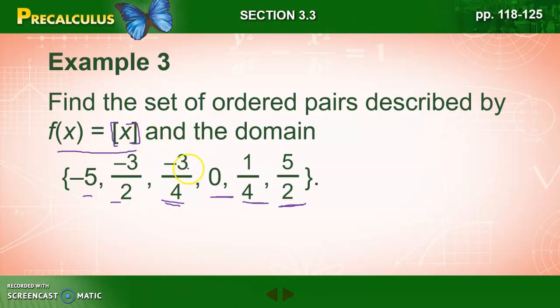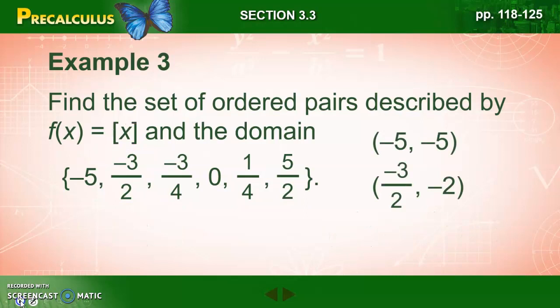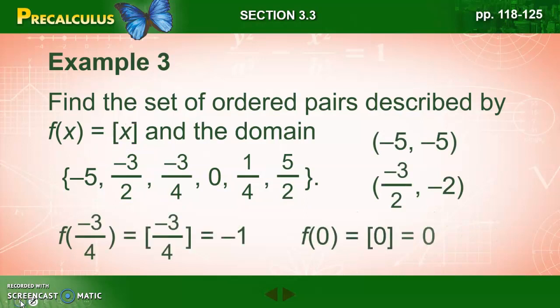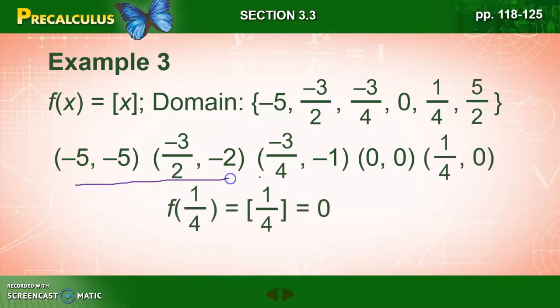Okay, the closest integer to negative 3/4 without going over is negative 1. The closest integer to 0 is just 0. The closest integer to 1/4 without going over is 1. And the closest integer to 5 halves without going over is 2. So you can see we're going to plug in all of these numbers and we're going to get our ordered pairs. We just did those all mentally, but here's what it looks like, all worked out. So that when we're all finished, we end up with this set of ordered pairs that we can then graph.